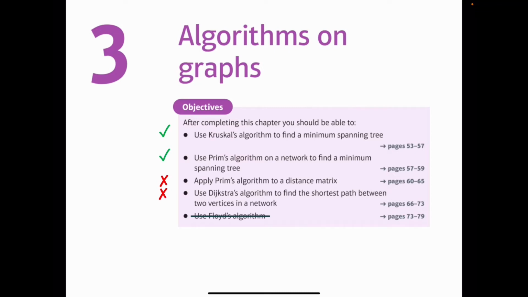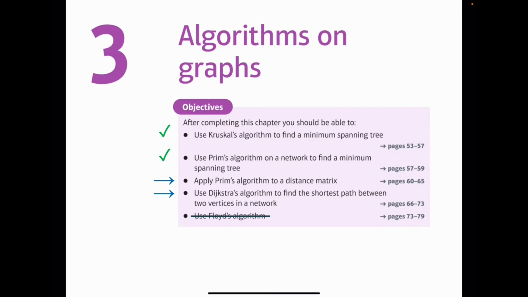Hey guys, this is the next lesson, lesson 6, where we're going to look at the rest of chapter 3, algorithms on graphs. As we covered 2 points already, Kruskal's and Prim's algorithm, last time, we're going to focus on the next 2 points in this chapter: applying Prim's algorithm to a distance matrix. And in the second half of the lesson, we will also look at a new algorithm called Dijkstra's algorithm, which finds the shortest path between two vertices in a network.